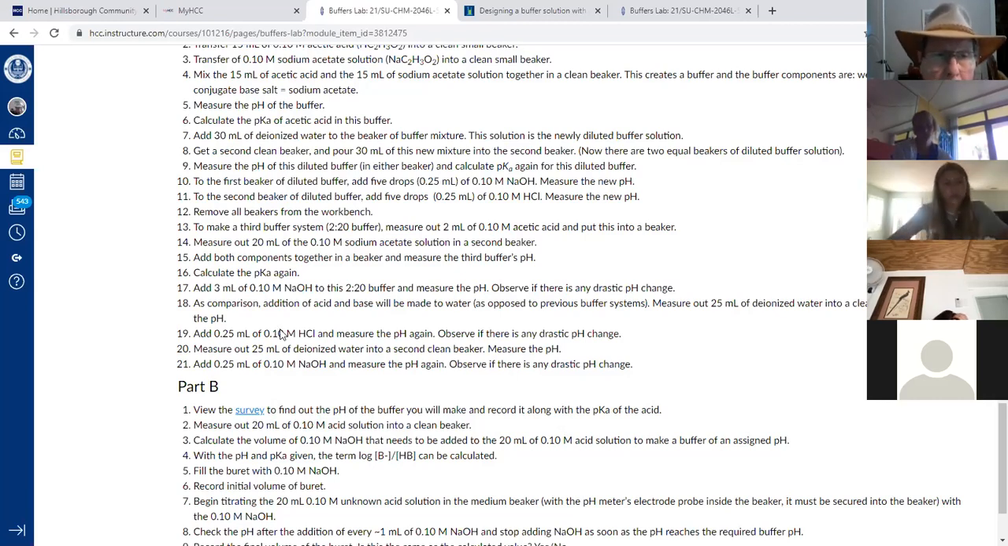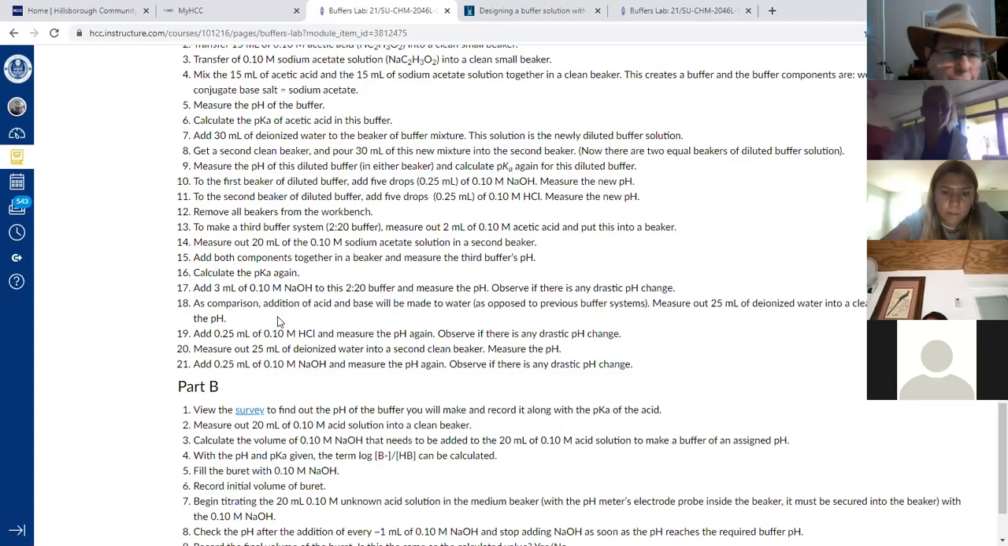You're welcome. All right. After you've done that, then throw that one away. You don't need that one anymore. The next thing you're going to do is you're going to add a beaker of water and you're going to add the HCl to that. You're going to have a second beaker of water. You're going to add the NaOH to that. Fair enough?